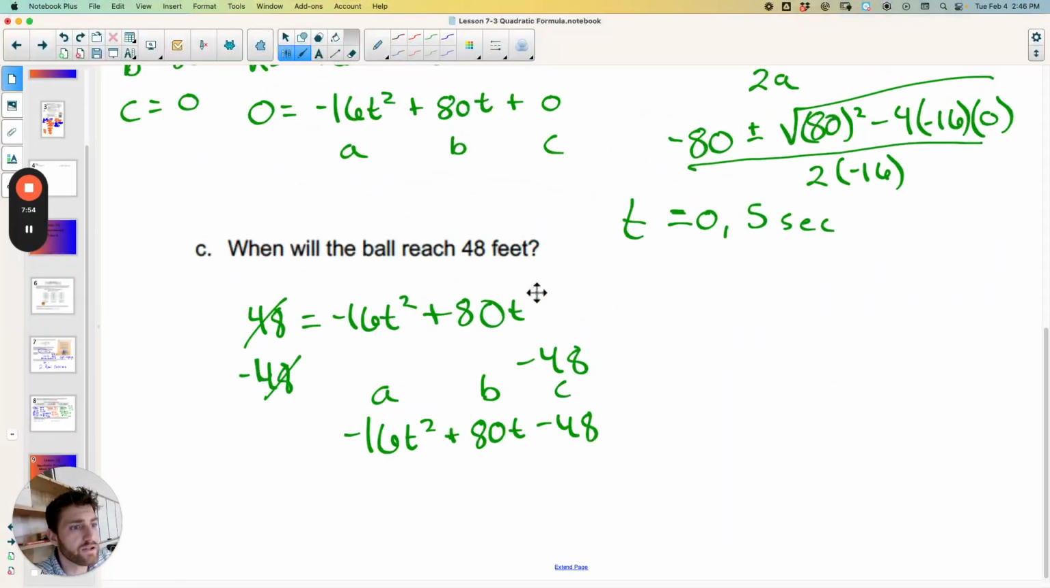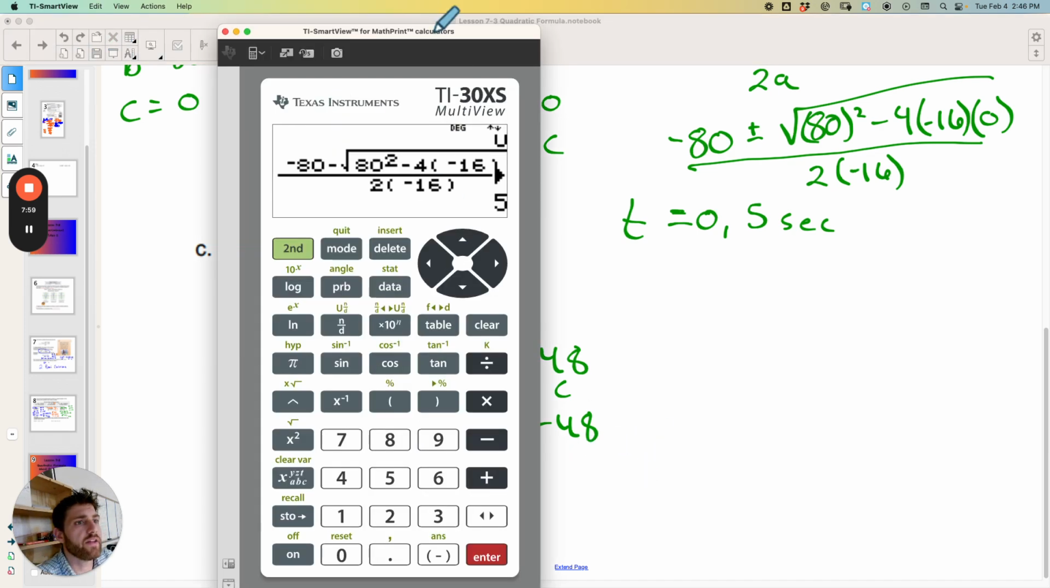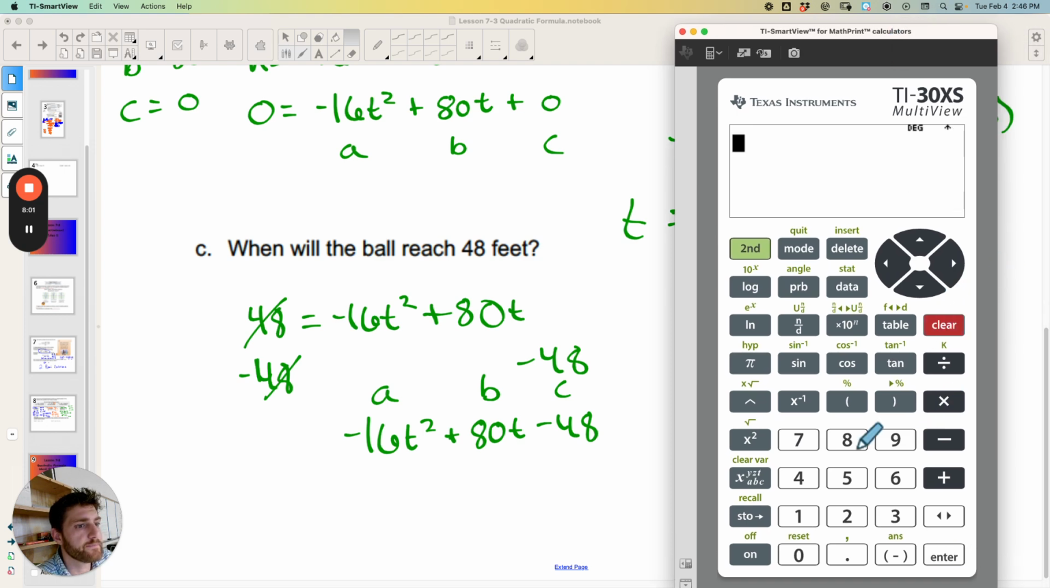But you can use the quadratic formula to solve for that. And we can do that real quick. I'll just plug it in the calculator for you to see. So we have A, B, and C, so that'll be n over d. We'll do negative b, which is negative 80, plus, we'll do the plus first, the square root of 80 squared minus 4 times negative 16 times c, which is negative 48, and that's all over 2 times a, so 2 times negative 16.